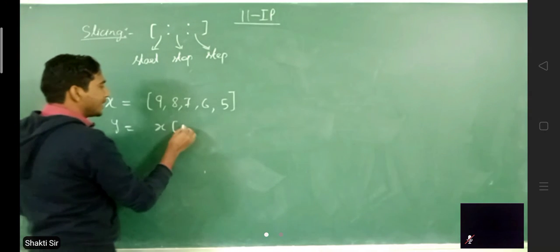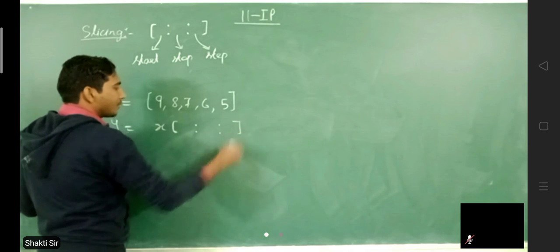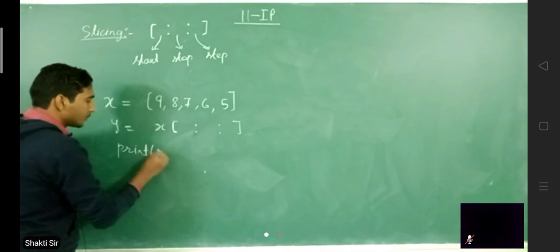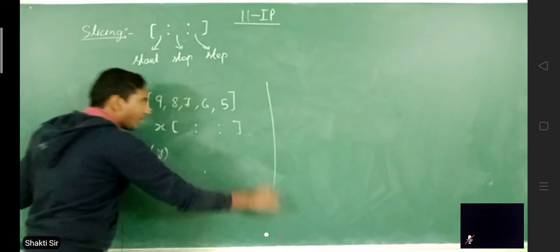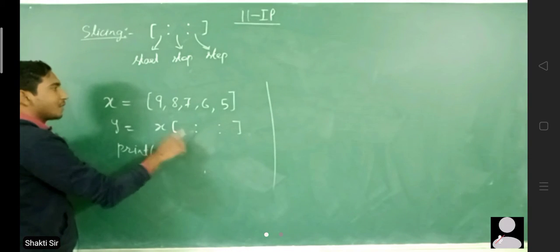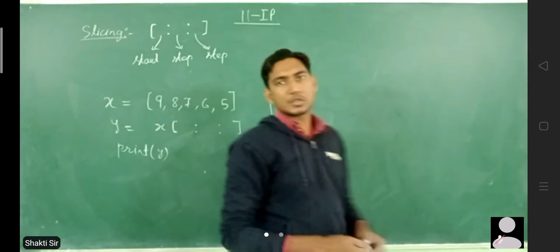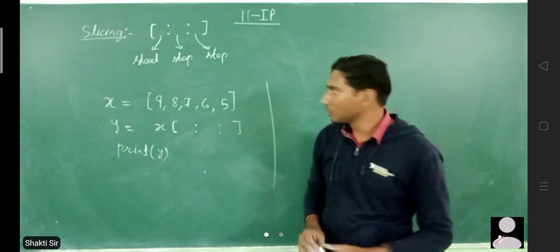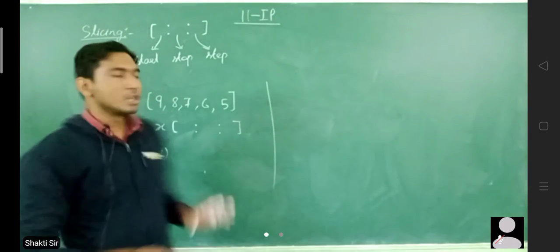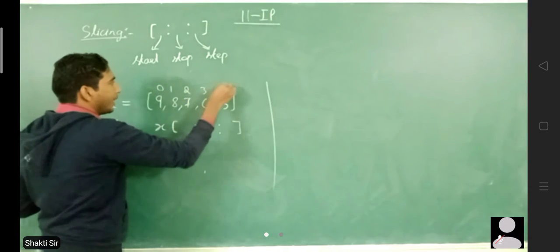So for slicing, here we can use two colons inside the brackets, and then we can print the value of y. Okay, and here the output will come. The first argument is the start value. Basically start, stop and step: start and stop are the index values. The index values here are 0, 1, 2, 3 and 4.